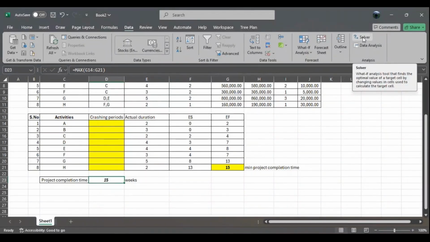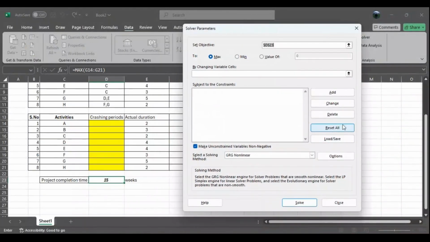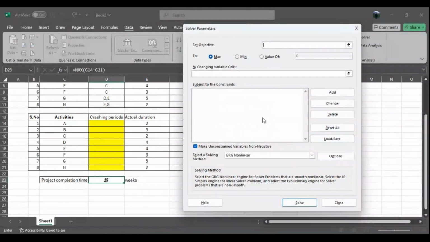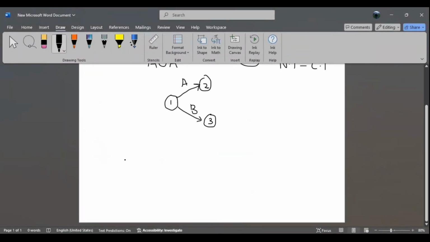Solver add-in. So we click on Solver, and in Solver, you get several pieces of information to consider. The first one, let's reset all. The first one is this, set objective function. Now, what is our objective function right here? Our objective function for this particular linear programming practice is the minimization of the project duration. Let's call it project duration.